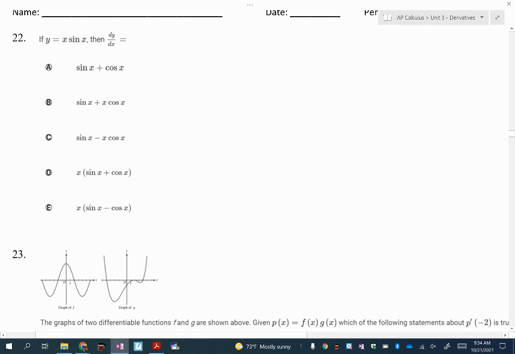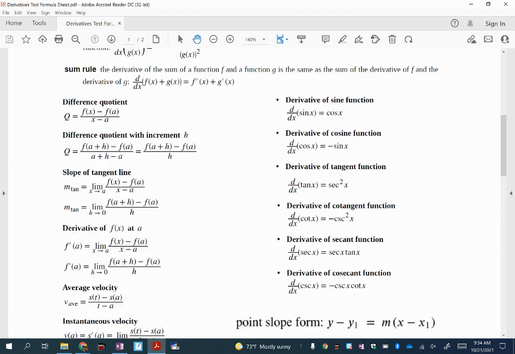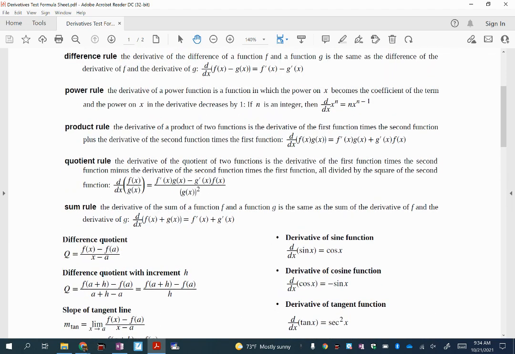So we're going to find the derivative of x times the sine of x, okay? Now this is two functions multiplied together, so I'm going to be using the product rule, which says that I am going to be finding the derivative of the first one times the original second plus the derivative of the second function times the original first. Again, that formula is on your formula sheet where it says the product rule.